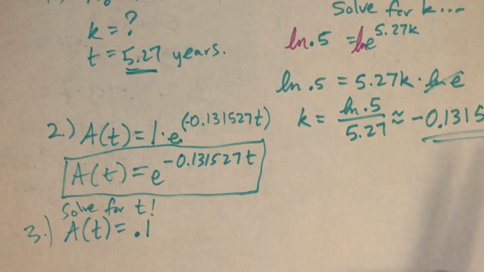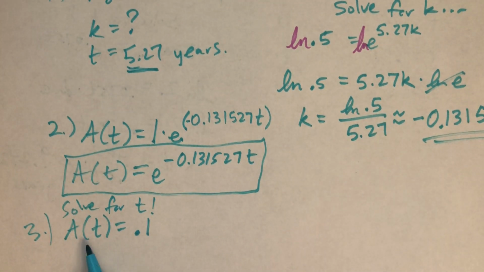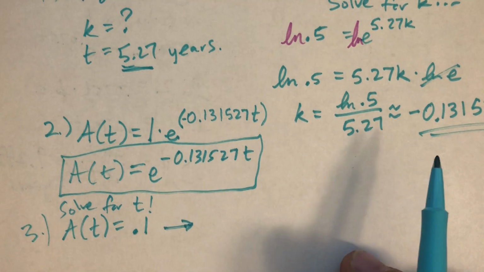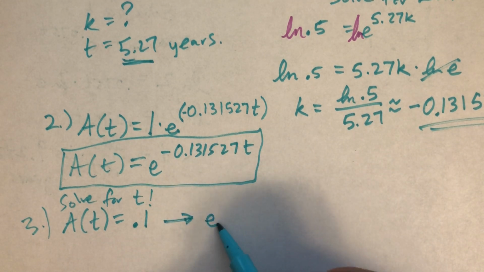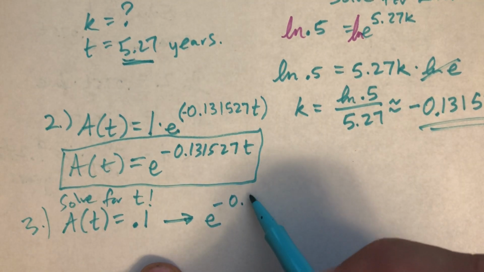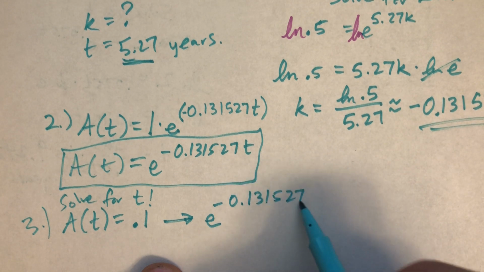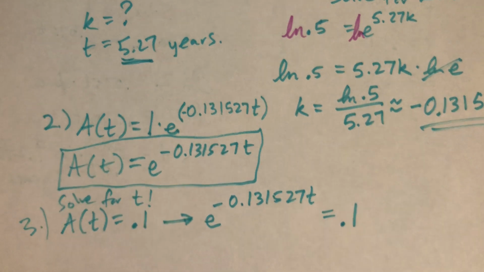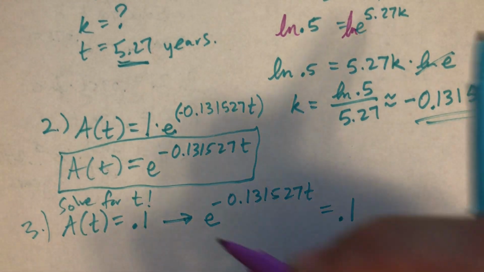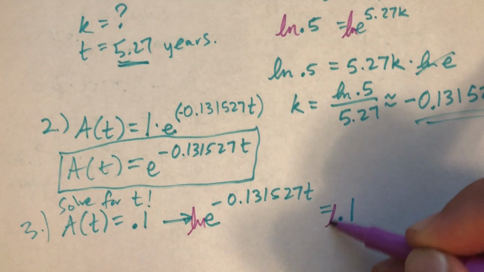That's number 3. All right, so we can do this, right? We just want to know how much time it takes for there to only be 1/10 of the element left, or 10%. So we can do that. We'll just take our nice function that we wrote in part 2, which is right here, and we're going to set it equal to 0.1, and we're going to solve this for t in the usual way. We can apply a natural log to both sides.